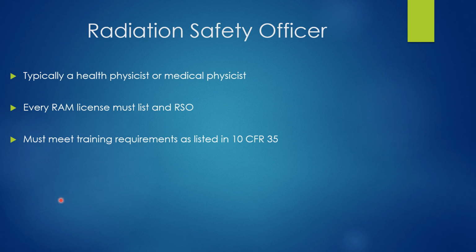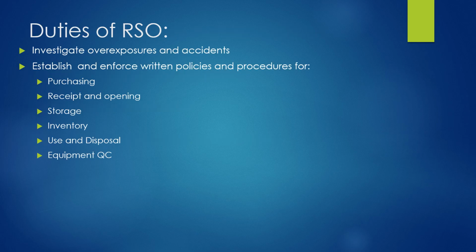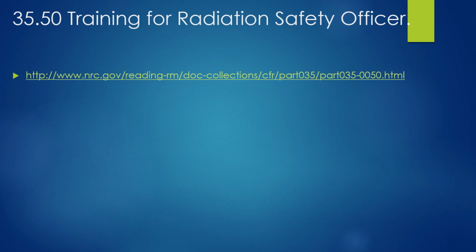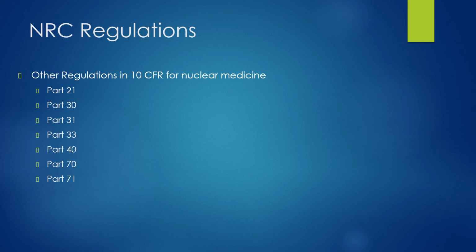Every radioactive material license must list an RSO and must meet the training requirements that are listed in 10 CFR 35. These are the duties of the RSO: investigate overexposures and radiation accidents, establish and enforce written policies and procedures for purchasing, receipt and opening, storage, inventory, use and disposal, and the equipment QC. Training requirements for the radiation safety officer are found in 10 CFR 35. So these are the NRC regulations.